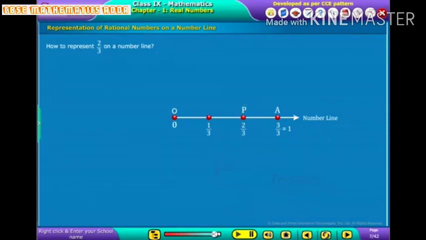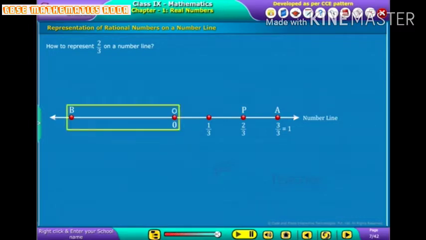And similarly, for representation of the rational number -2/3, set off equal distance to the left side of O, that is OB. And then divide OB into 3 parts. The segment OP' consists of 2 parts out of 3. Thus, the point P' represents the rational number -2/3.